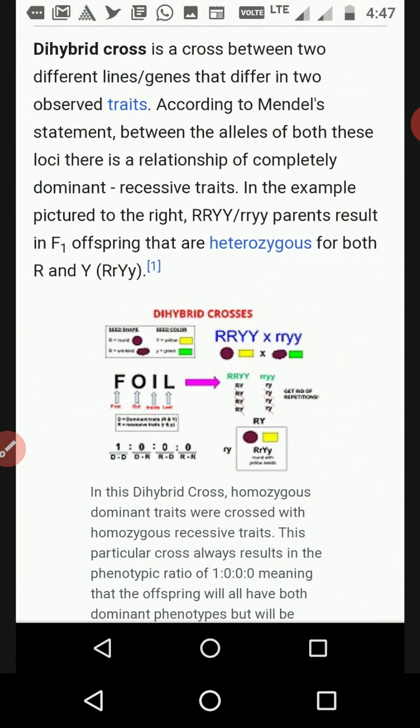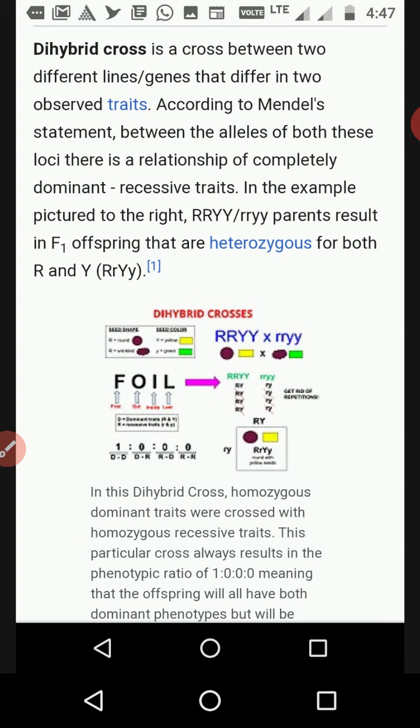So he showed the dominant and recessive traits in the example picture. That picture is given over there, and you have to see the picture: capital R, capital R, capital Y, capital Y. That is the parent generation, pure breed. Two factors are there, capital R and capital Y, and both indicate two characters: R for round in shape and Y for yellow color.